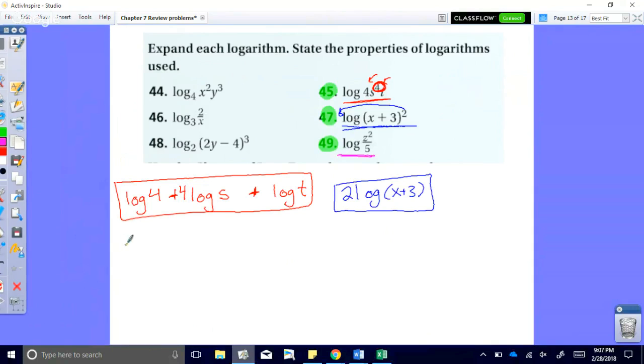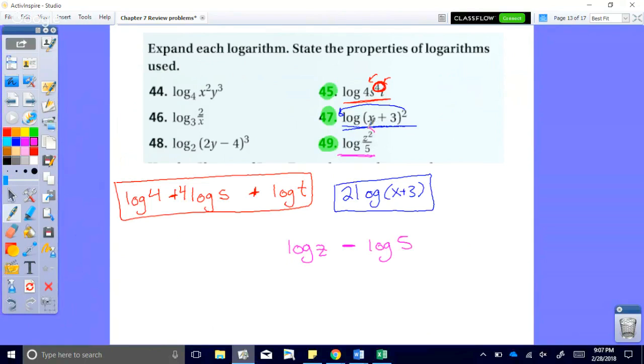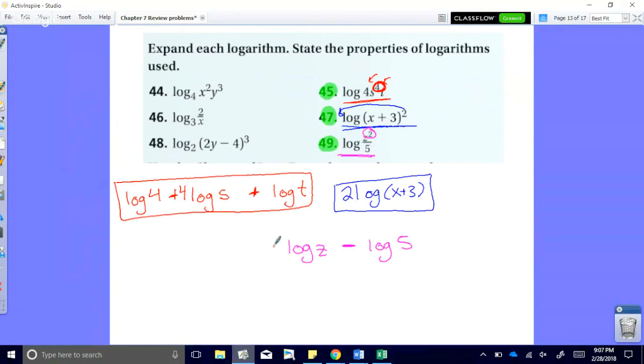Okay, 49. We have a log of z and a log of 5. The first thing I noticed this time is it's division, and we split division with subtraction. And then the last thing we have is this 2 here, and we say the exponents come out in front. This becomes 2 log z minus log 5.